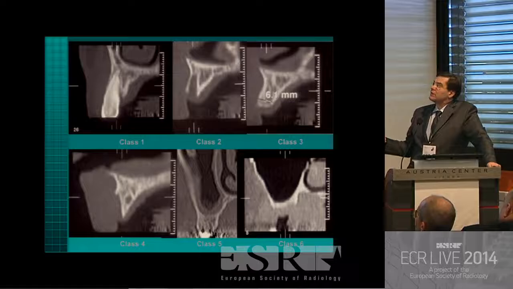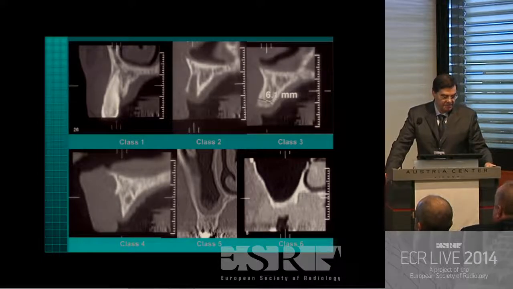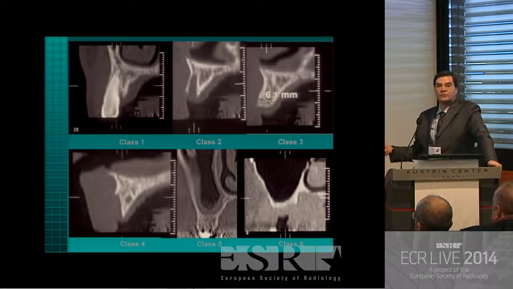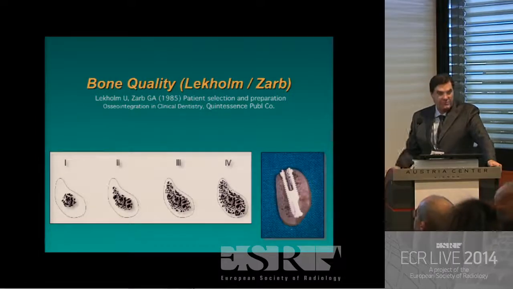Class 6 is total atrophy. You just have a very thin bone lamella, and you can help yourself by adding some augmentation bone or some material which replaces bone into the sinus and let it grow in, so you can put an implant afterwards inside here. I'll show you an image of this.